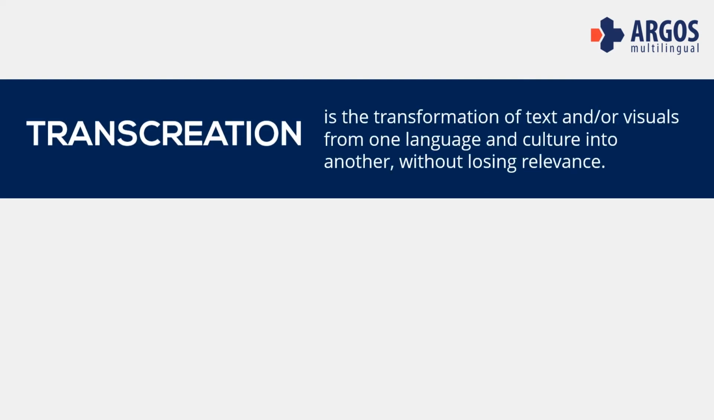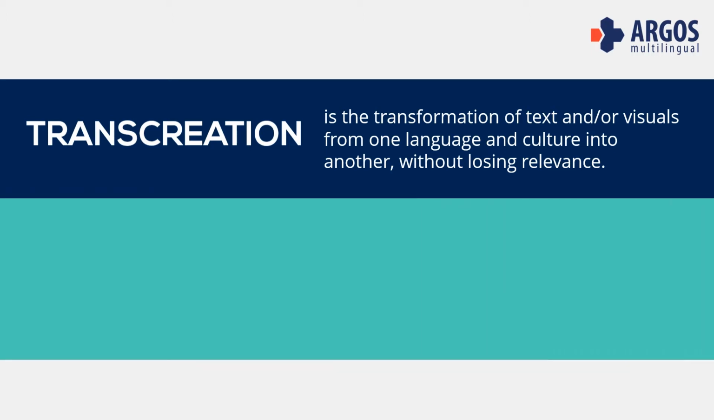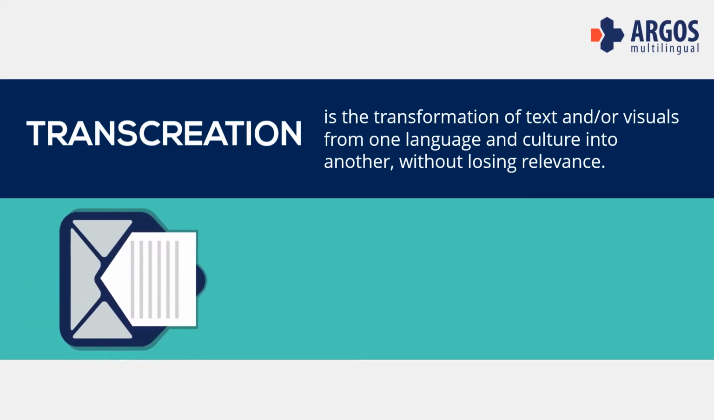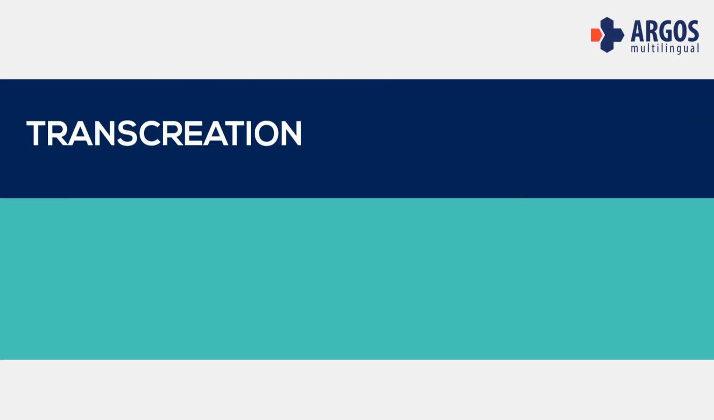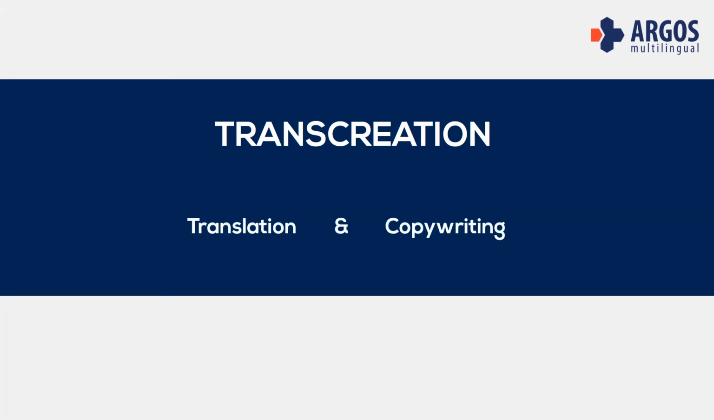Transcreation is the process of transforming the key message so that it's understood in the target market, when taking into consideration cultural differences, figurative language and other nuances. The text itself may change, but the key message is preserved and it still evokes the same reaction and emotions as the source text.